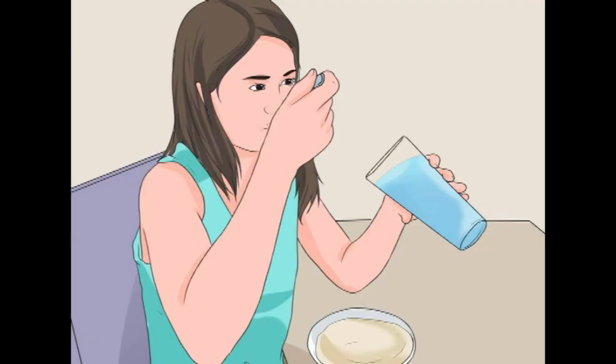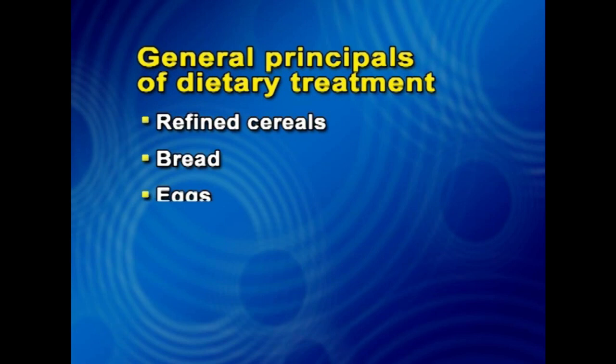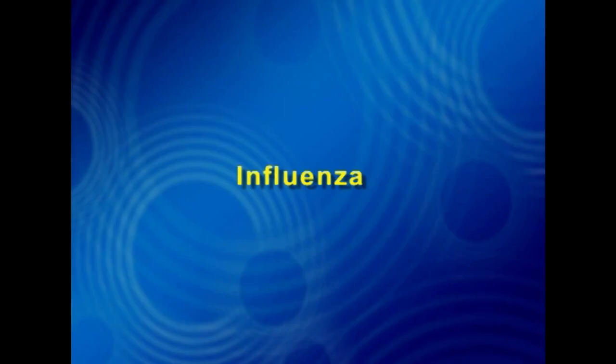At first, a clear fluid diet is given, followed by a full liquid and soft diet. Liquid diets may not meet high calorie and high protein requirements, but as the patient improves, a soft diet can be given. Liquid diets are helpful in meeting water and electrolyte requirements. Because of intestinal inflammation, fiber and spices must be eliminated in the diet. Refined cereals, breads, eggs, boiled potato and simple desserts like custards and porridges can be given. Now, next we will talk about another short duration fever, that is influenza.